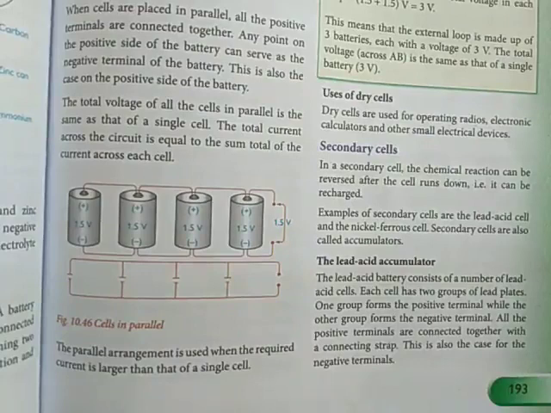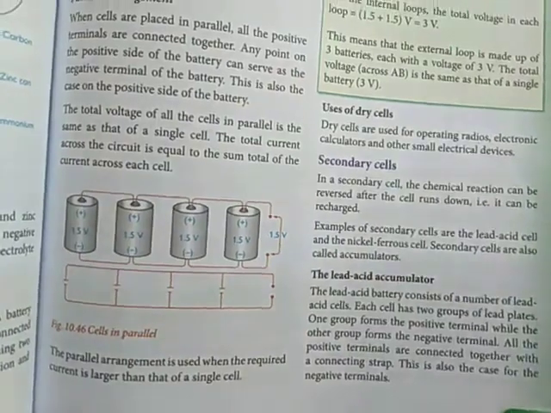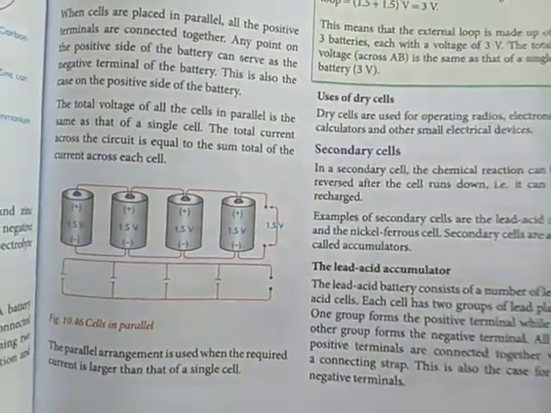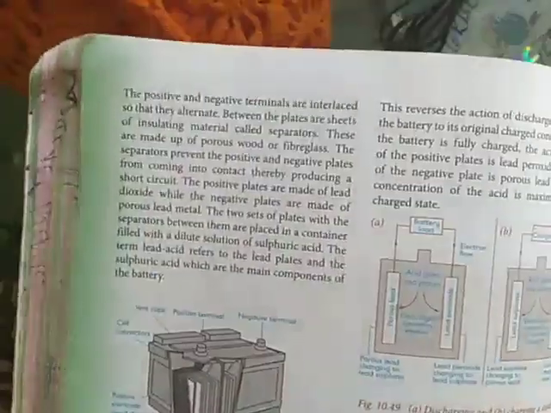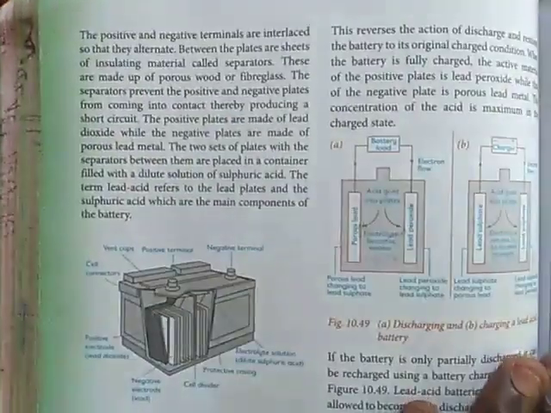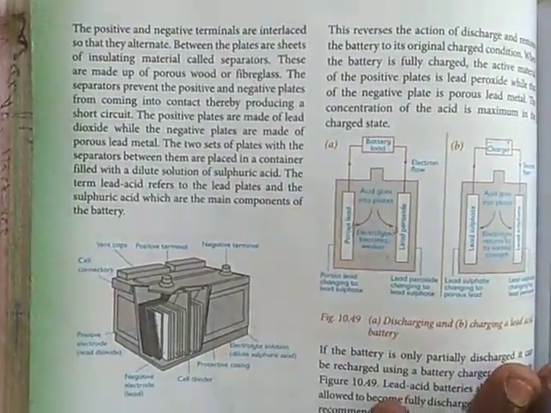The lead acid battery consists of a number of lead acid cells. Each cell has two groups of lead plates. One group forms the positive terminal, while the other group forms the negative terminal. All the positive terminals are connected together with a connecting strip. This is also the case for the negative terminal. So the positive and negative plates are interlaced so they alternate.